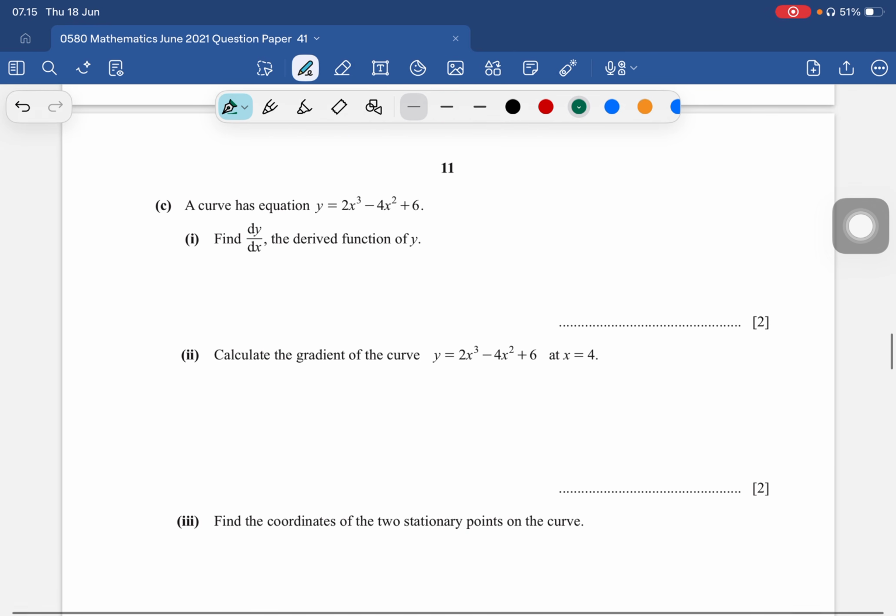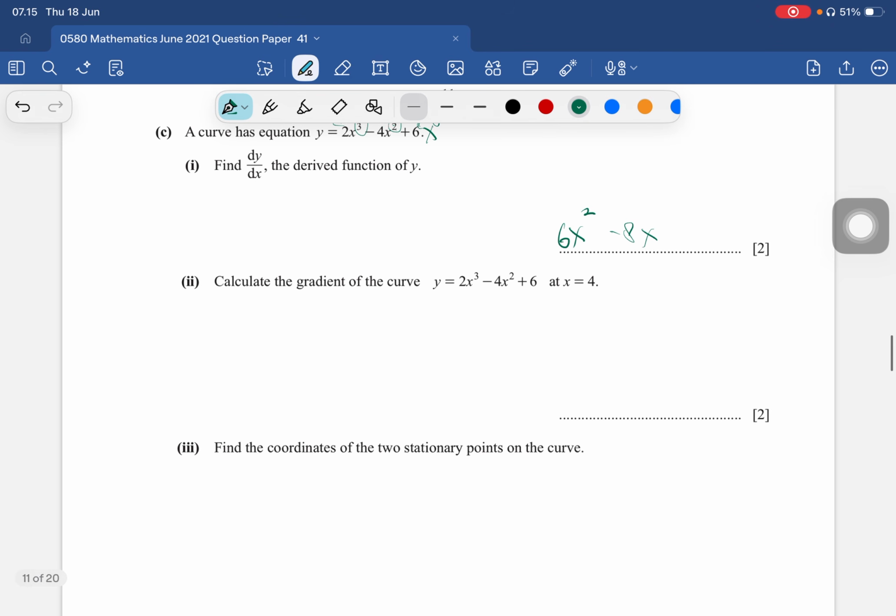Okay, 7c, find dy/dx. Here is the power multiplied by 2, so you got 6x cubed. We minus it by 1, so this is to the power of 2. Then 2 multiplied by negative 4 is negative 8x, and 2 minus 1 equals 1. If there is no x here, that means x to the power of 0, and 0 multiplied by 6 is going to be 0. So we can keep it like this.